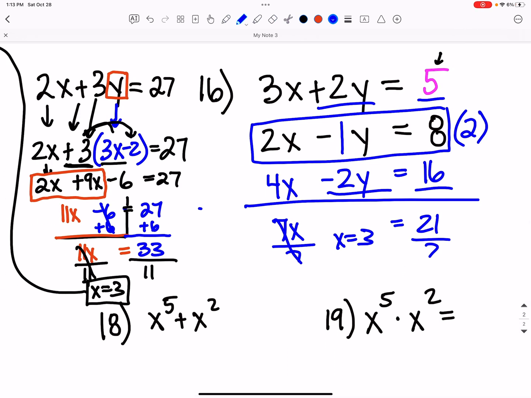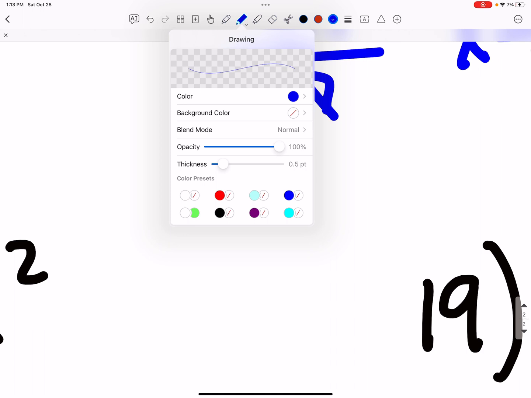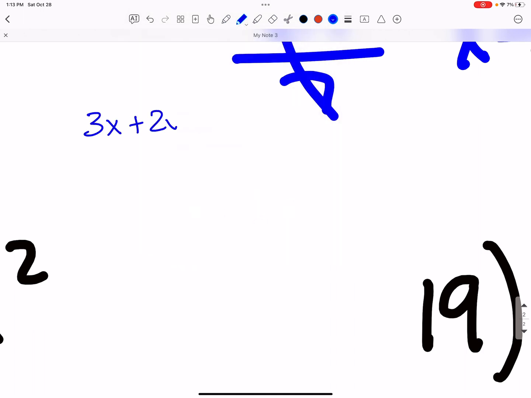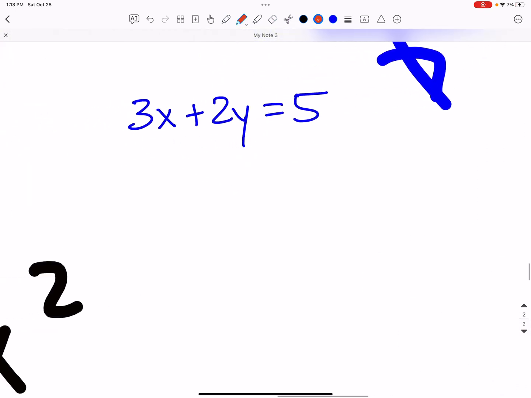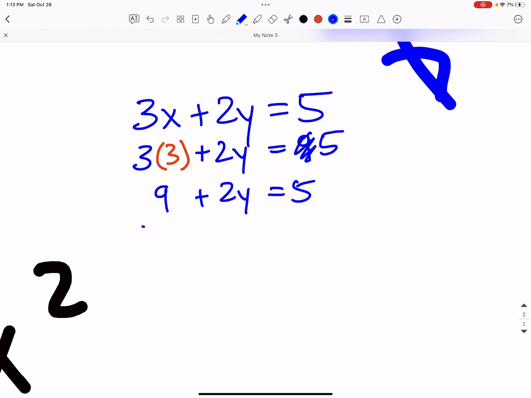Okay, where am I going to plug it in? I'm going to use, maybe I'll use this equation. 3x plus 2y equals 5. I'm going to zoom in a little bit. 3x plus 2y equals 5. Now, I know x is 3, so I'm going to plug in 3 for x. So 3 times 3 plus 2y's equals 9. Sorry, 9 plus 2y's equals 5. I'm going to subtract the 9 from this side and move it over with the number team.